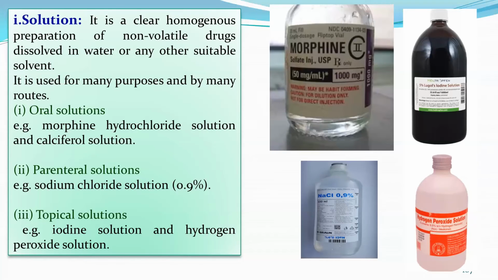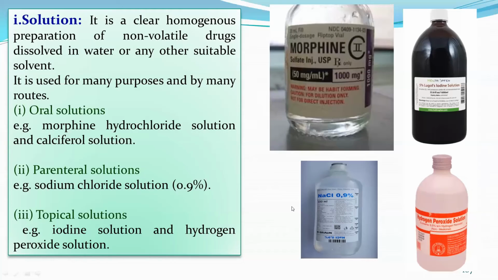Sometimes these definitions are asked in the exams also, so you should know them, because later you will come across so many drugs. And since we are unable to conduct the practical classes online, it is better to see at least the photos. A solution is a clear homogeneous preparation of non-volatile drugs dissolved in water or any other suitable solvent. For example, sodium chloride 0.9% is an intravenous solution. Here it's a clear homogeneous preparation, and it's used for many purposes and by many routes.